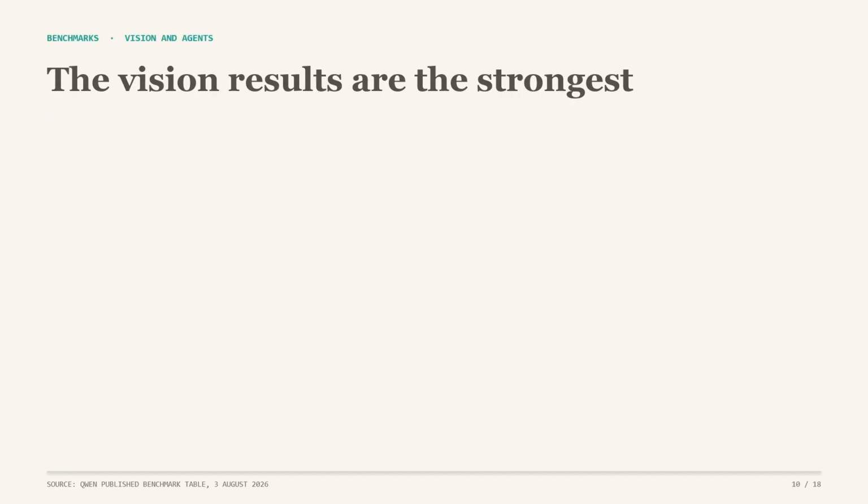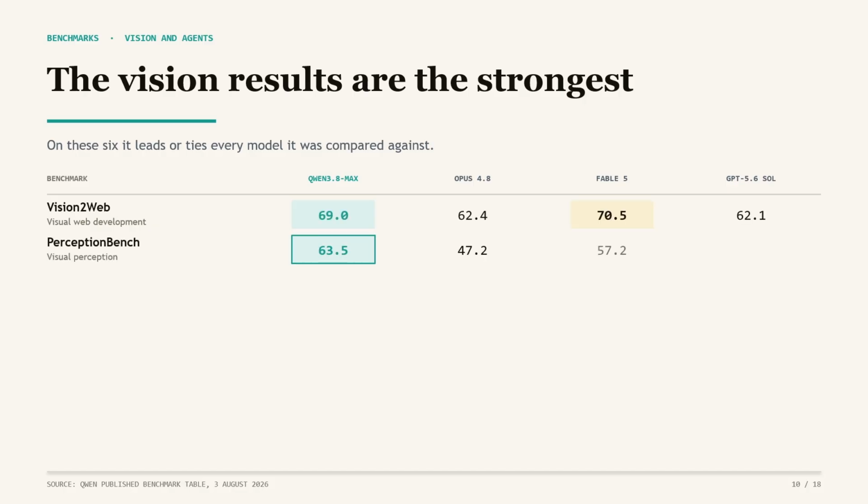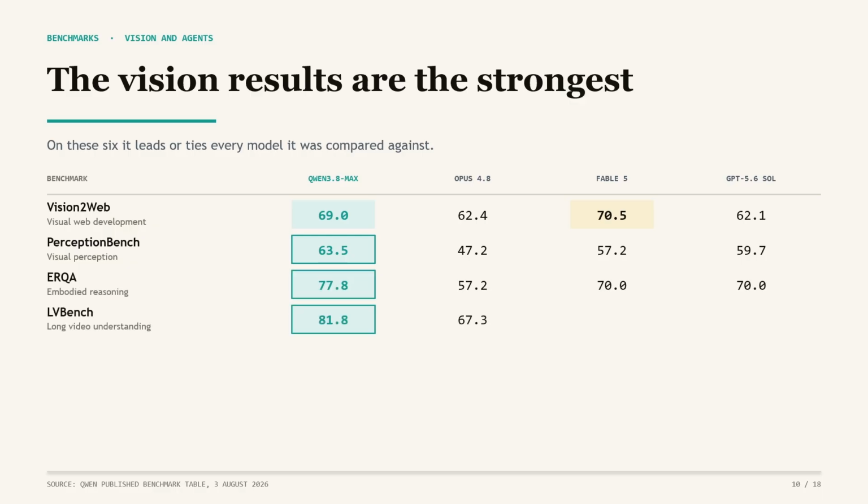Now the vision side and the picture changes. Visual web development, visual perception, embodied reasoning, long video, computer use, chart reading, 6 rows. It leads or ties on every one of them. Look at the perception bench in particular, 63.5 against 47 for Opus. That is not a small win. That is a different league.